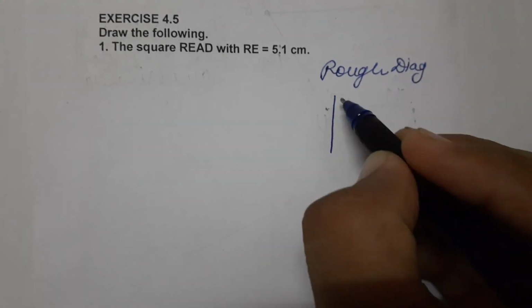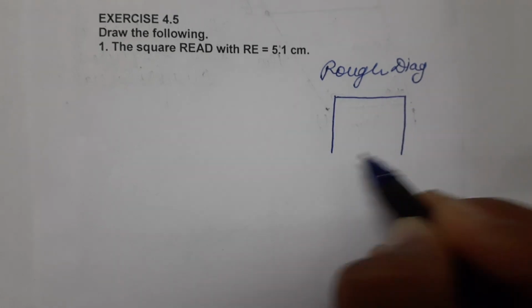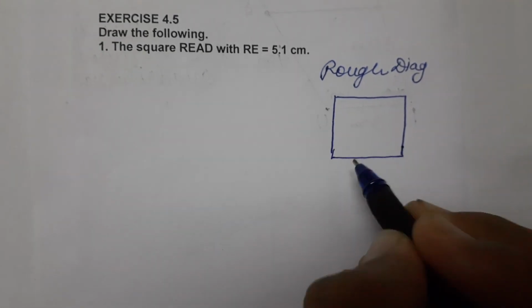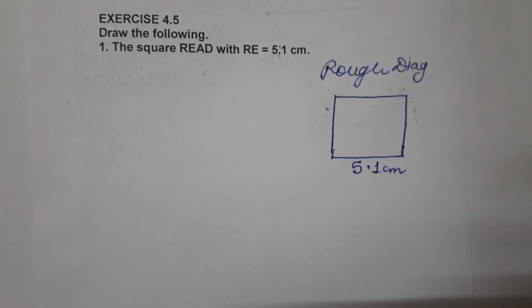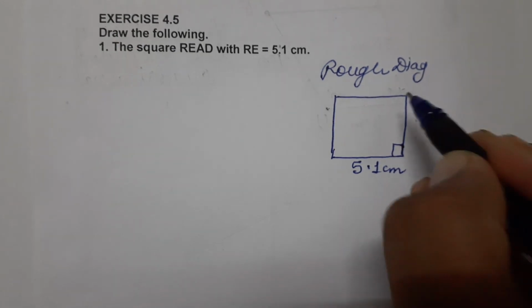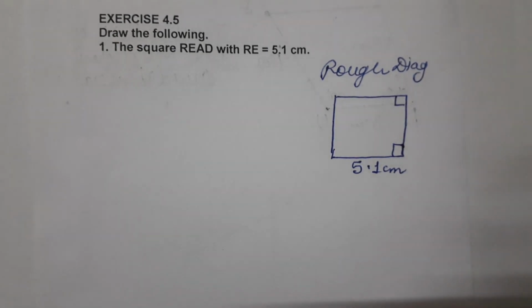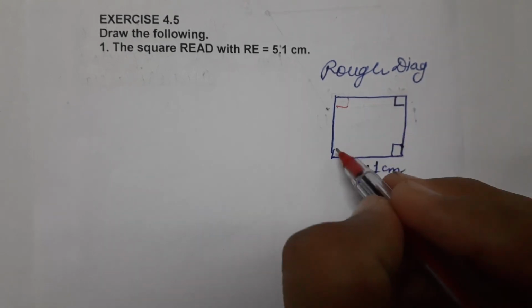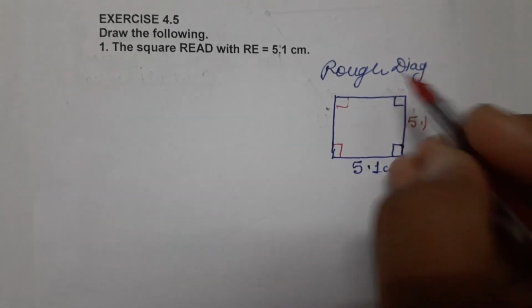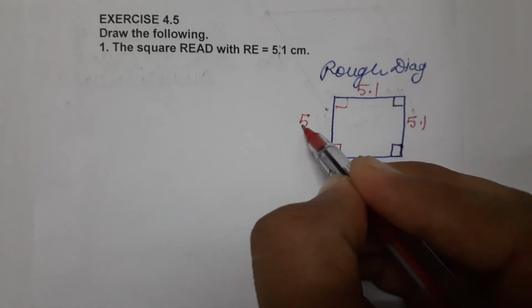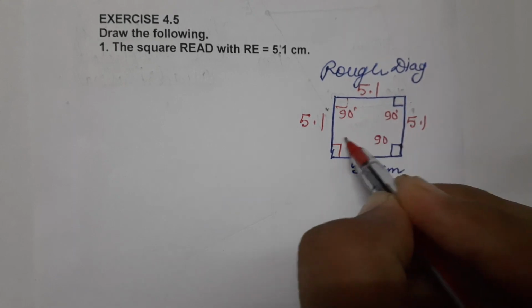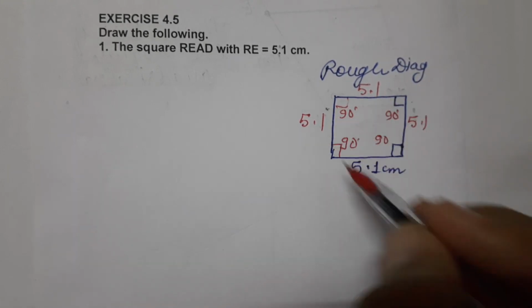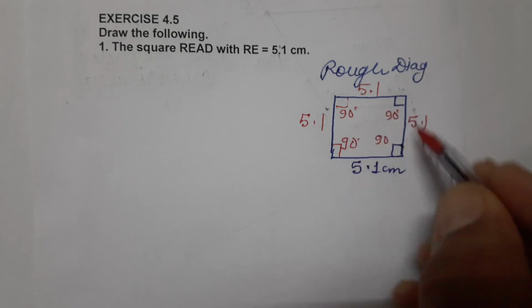A square we need to construct, and the side is given to us, 5.1 centimeter. And children, we know that in a square all sides are equal as well as all angles are 90 degrees. All angles are 90 and all sides are equal, 5.1, 5.1, 5.1, and all are 90 degrees also. So we can construct easily. We have so many things now. All sides are given, all angles are given.